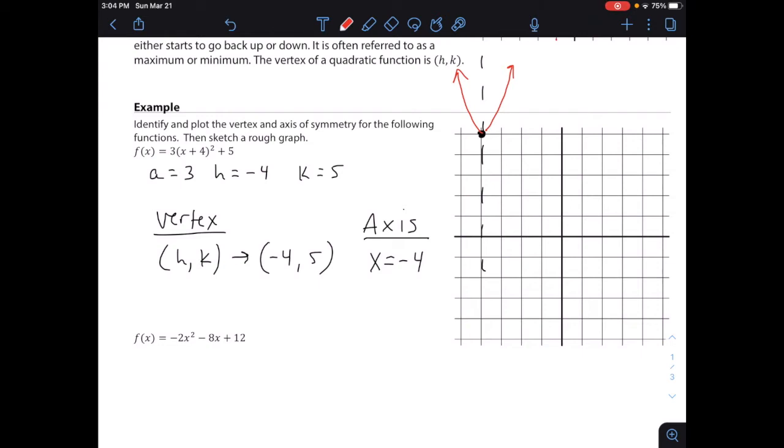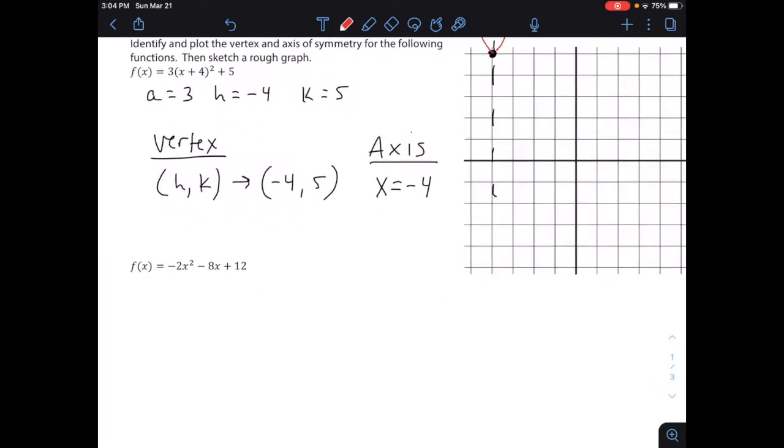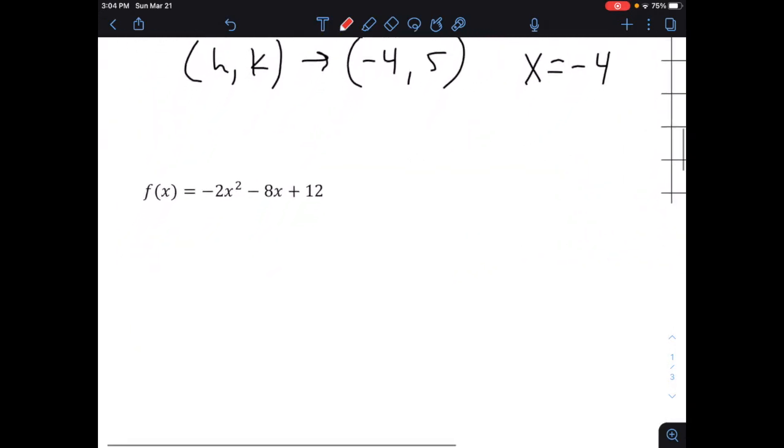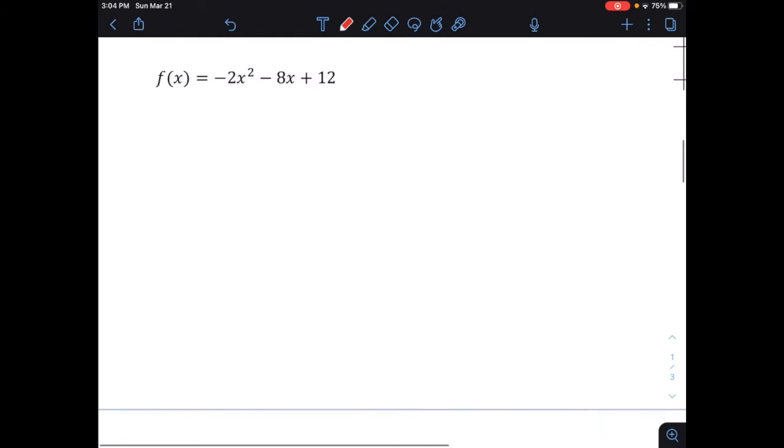Now we're going to graph this second one on the exact same graph. Hopefully we have enough room. But this second one is in standard form. So we have to turn this thing into vertex form in order to be able to graph it.